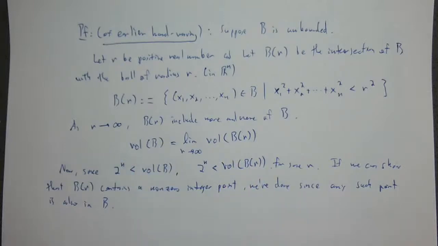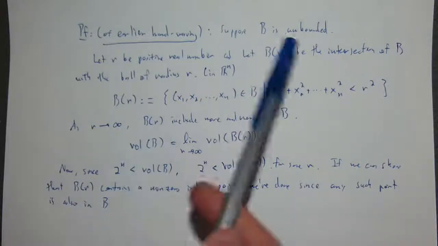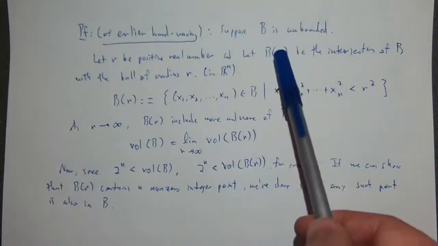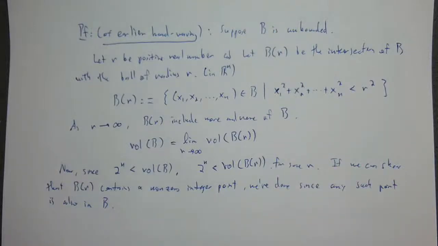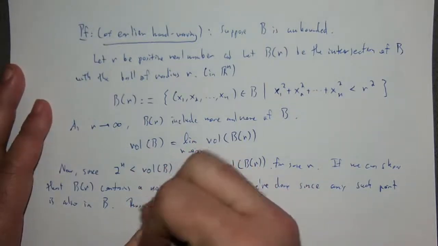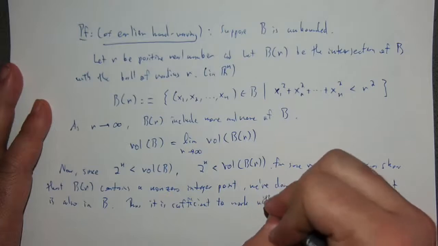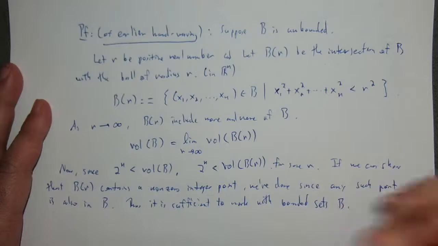And of course, as you let R get bigger and bigger, it includes more and more of B. And so as R goes to infinity, this B of R becomes B, essentially, right? So since we can more or less replace our considerations of this unbounded B with a B of R for some R if we need to, we could just work with these B of R's, which are bounded. And so we don't have to consider this more annoying case of dealing with an unbounded set B. So we can just work with bounded sets. Okay. All right, so thus it is sufficient to work with bounded sets B. Okay.